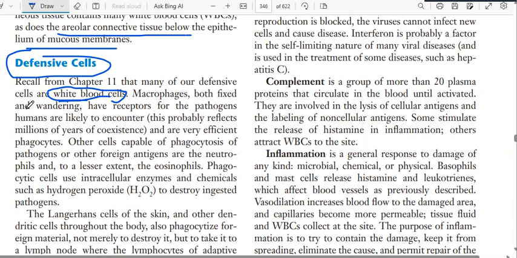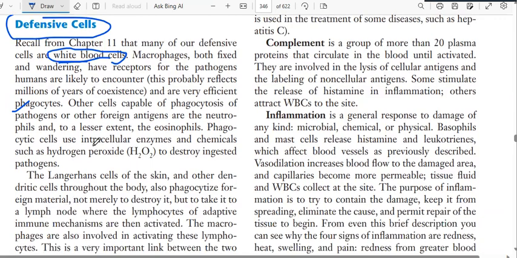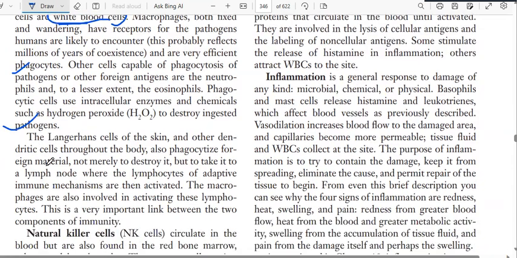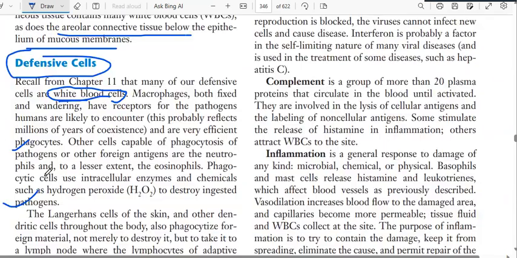Macrophages, both fixed and wandering, have receptors for the pathogens humans are likely to encounter. This probably reflects millions of years of coexistence and very effective phagocytes. Others are capable of phagocytosis of pathogens or other foreign antigens, or the neutrophils to a lesser extent. The eosinophils, at pathogenic sites, use intracellular enzymes and chemicals such as hydrogen peroxide to destroy ingested pathogens. So basically, we have defense mechanism. The defense mechanism is WBC.